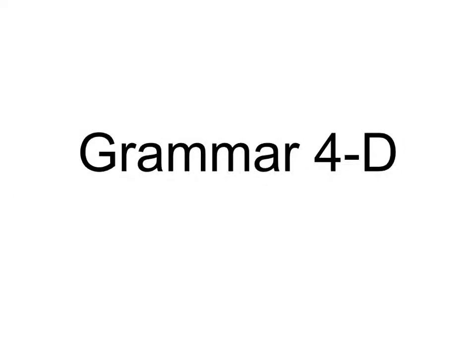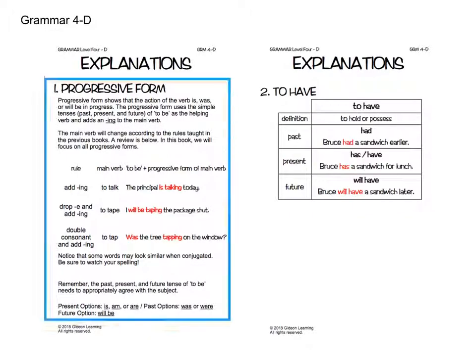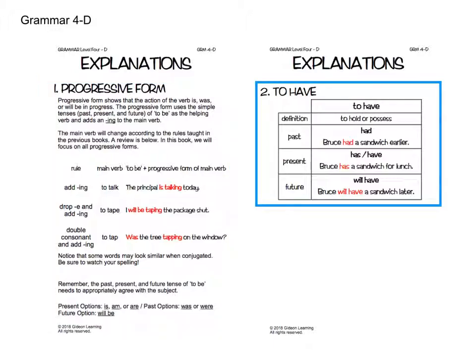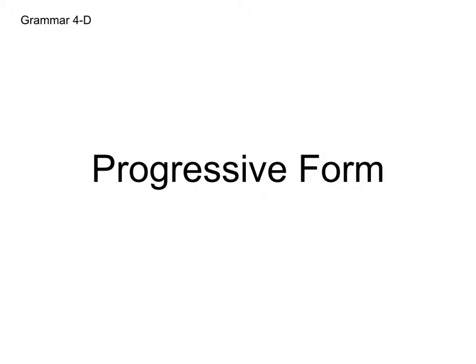Welcome to Grammar 4D. In this booklet, we'll go over the progressive form and conjugations of to have. As you can see, this is going to be a booklet mainly of review, so this video will go pretty quickly. If you have any concerns about specific progressive forms, be sure to go back to the videos of that specific form, whether it's past, present, or future.